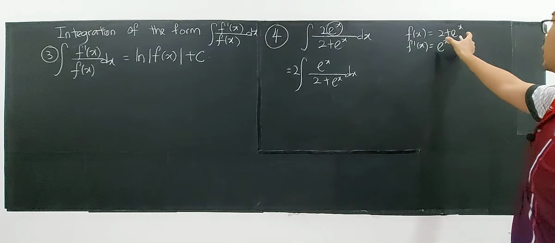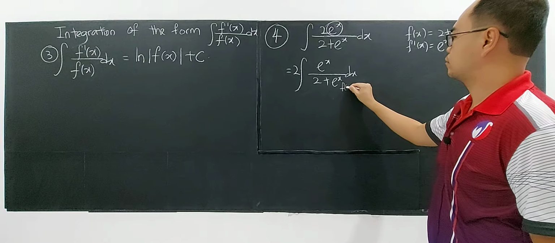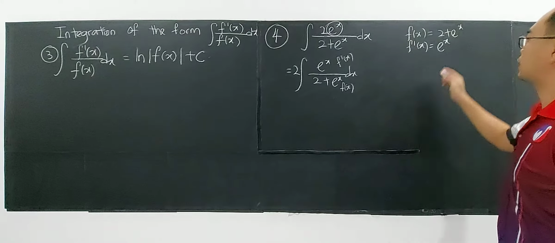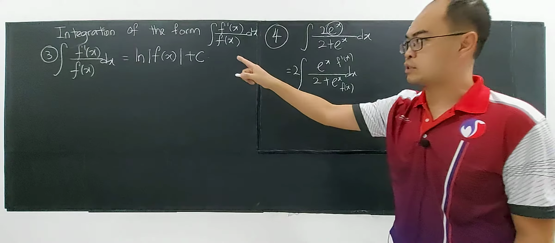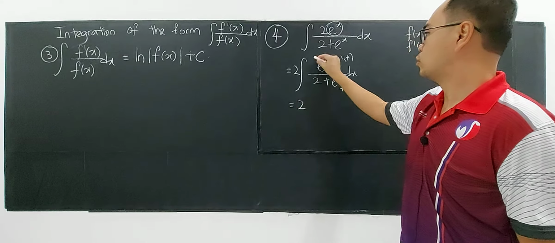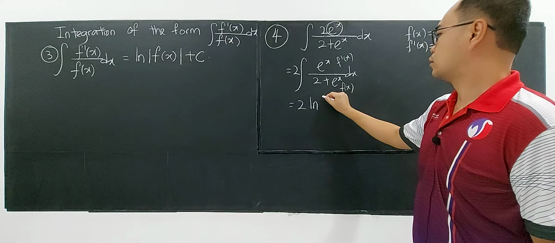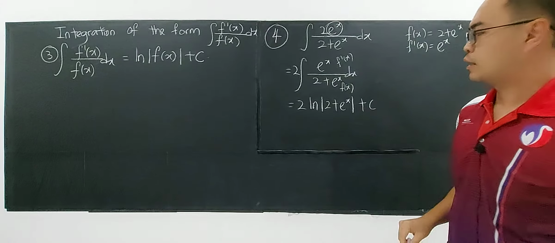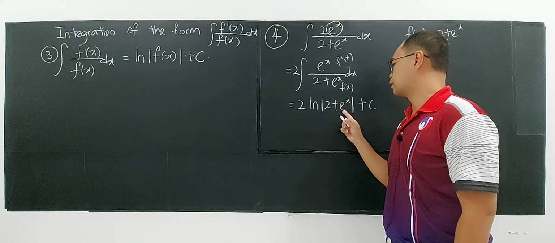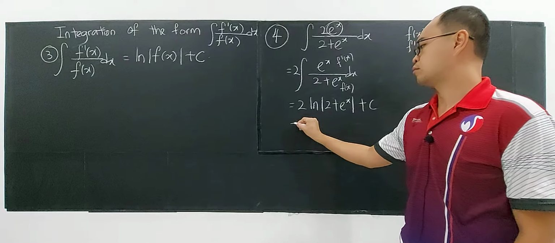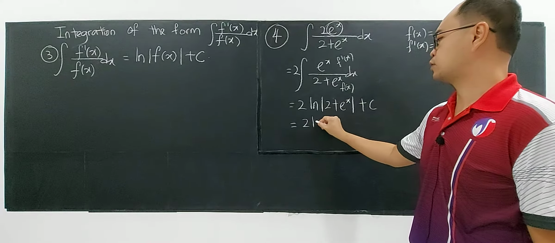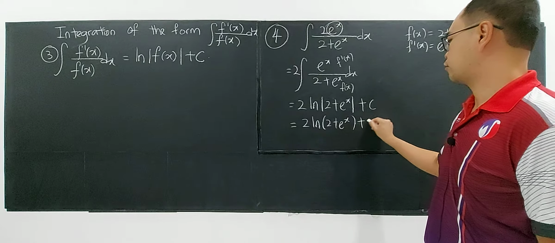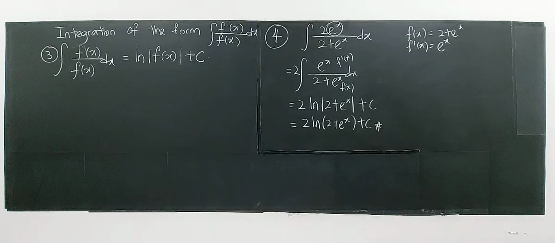So if you see that f(x), this will be f prime x, right? Your f prime x. So now you can use that formula. So which will be 2 ln modulus 2 plus e^x plus c. And this is always positive, right? Exponent plus 2 is always positive. Okay, this is always positive. So you can just ignore the modulus. So then you have plus c as your solution here.